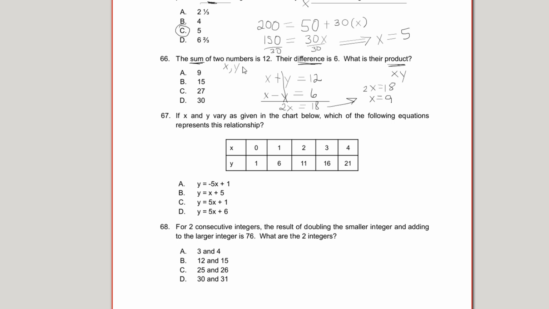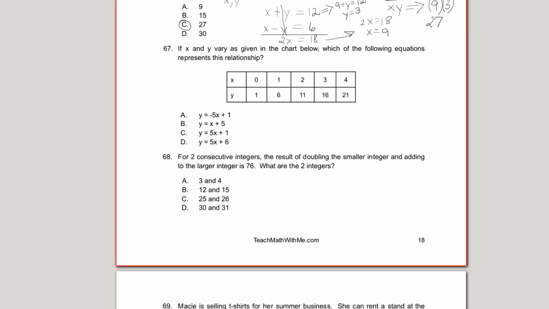So if x is 9, I can go back to one of my original equations that said x plus y is 12. 9 plus y is equal to 12. Subtract 9 from both sides, y is going to be equal to 3. So now I can plug that in. X times y is 9 times 3, which is 27, and that's answer choice C.